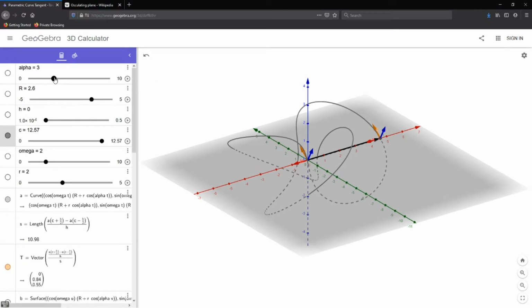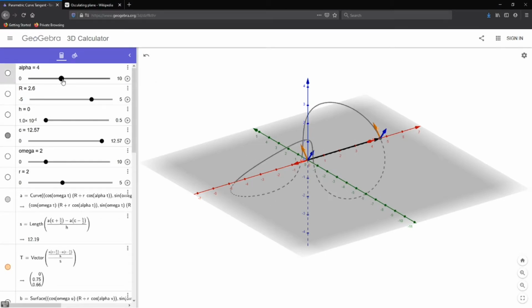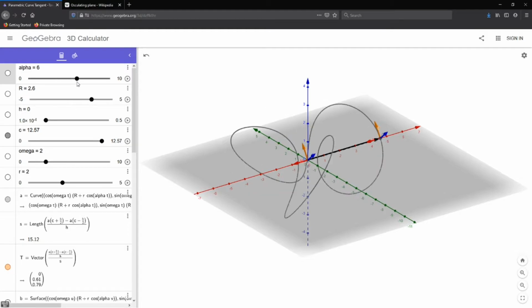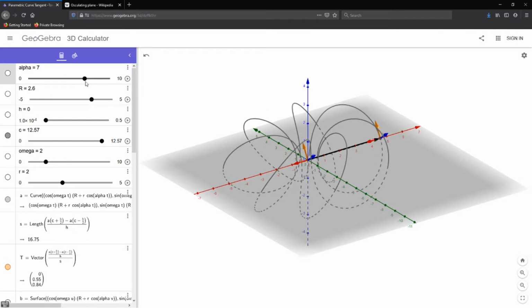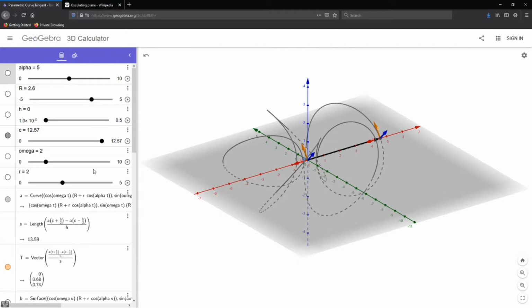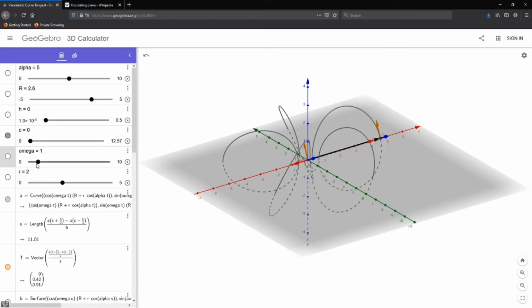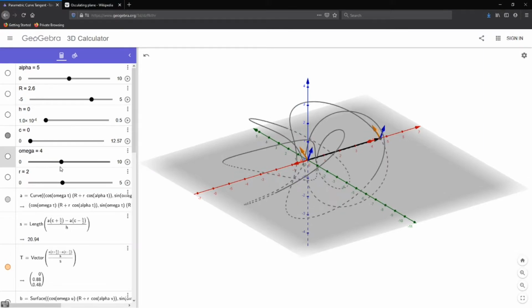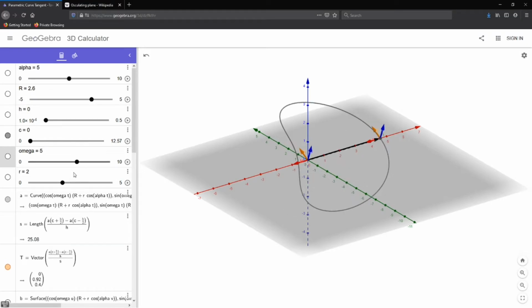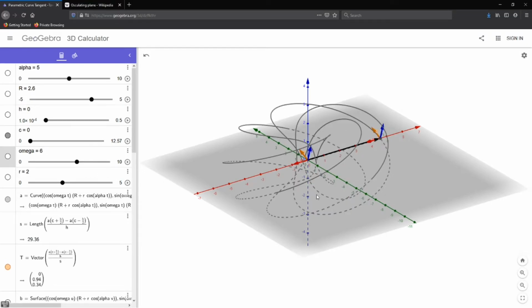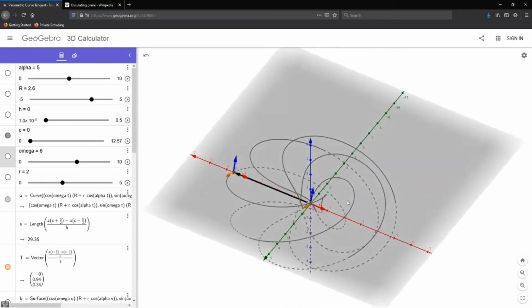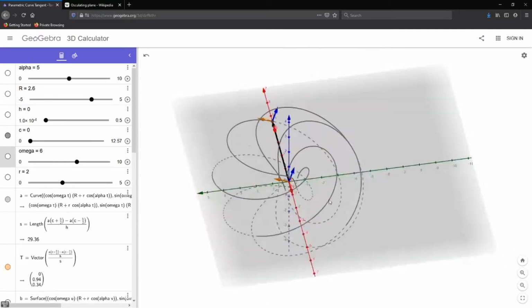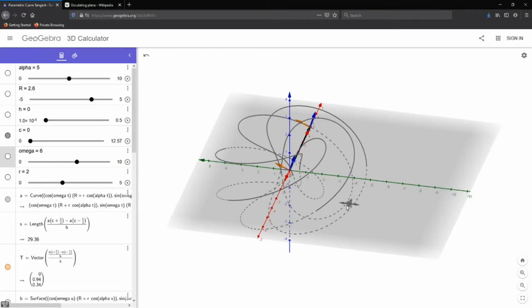You see that we have a number of different controls over the different parameters here, and changing these parameters like alpha and omega ends up giving us slightly different forms for a parametric curve. And some of these forms will hopefully help you see a little bit where this parametric curve is actually coming from. If we move this over a little bit, we can see this a little bit better.